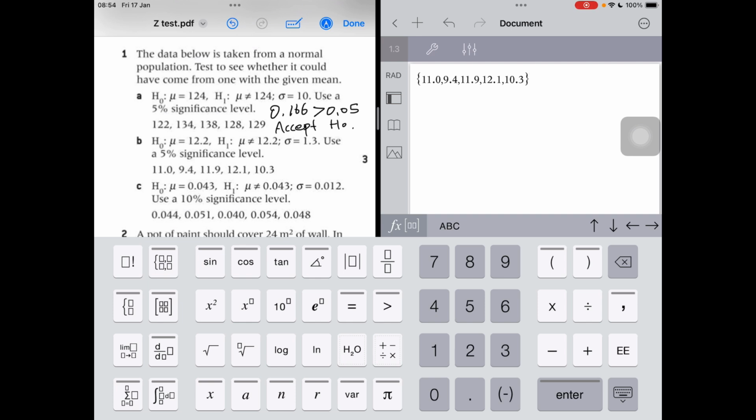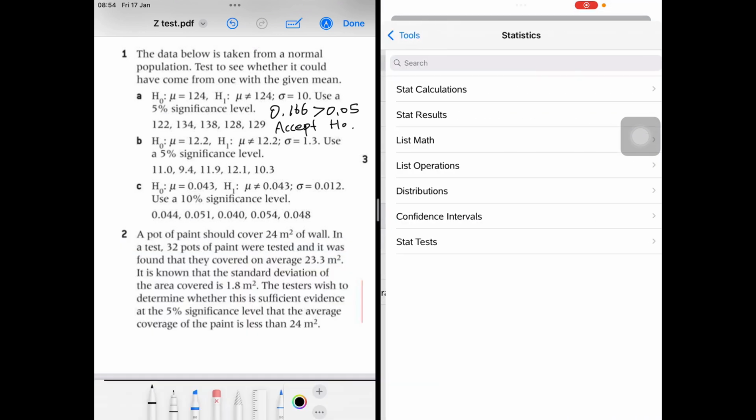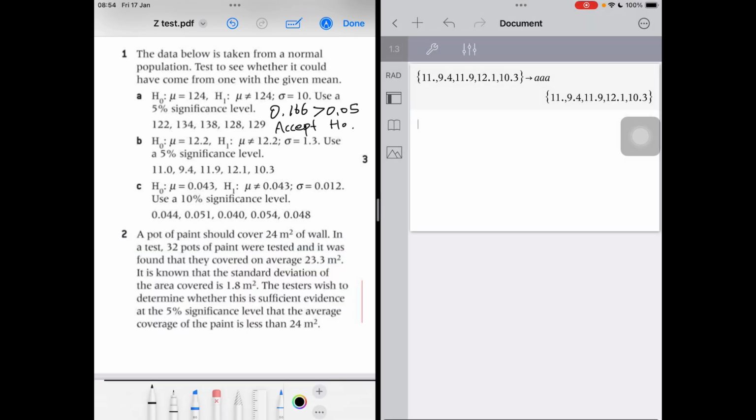But you need to name it. So when you click Control and VAR, no need to press them at the same time, but Control and VAR. Then you will see this store. And you can see this arrow on your screen. Let me call it AAA. So this list, I name it as AAA. So let's go to menu and stat test, z-test.